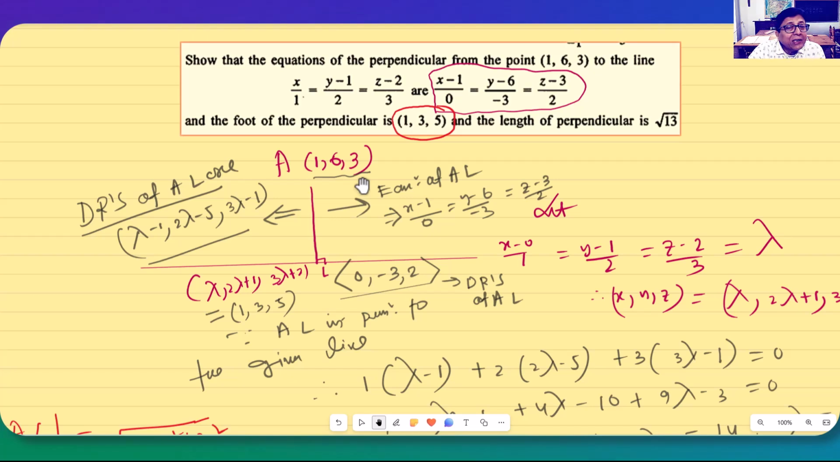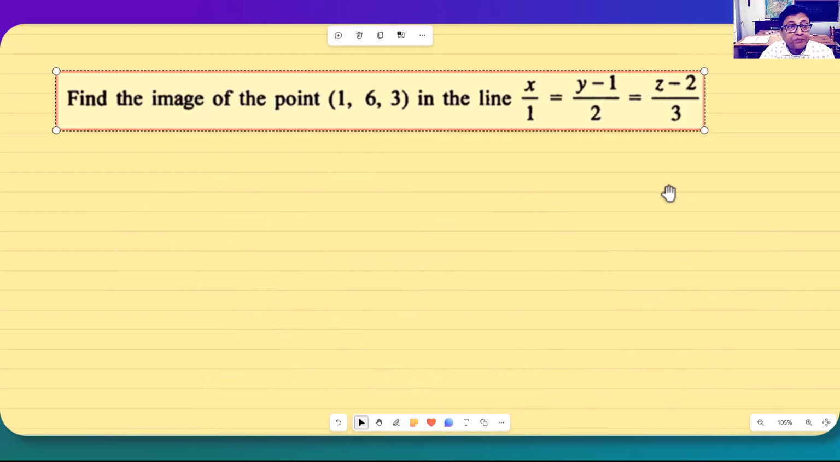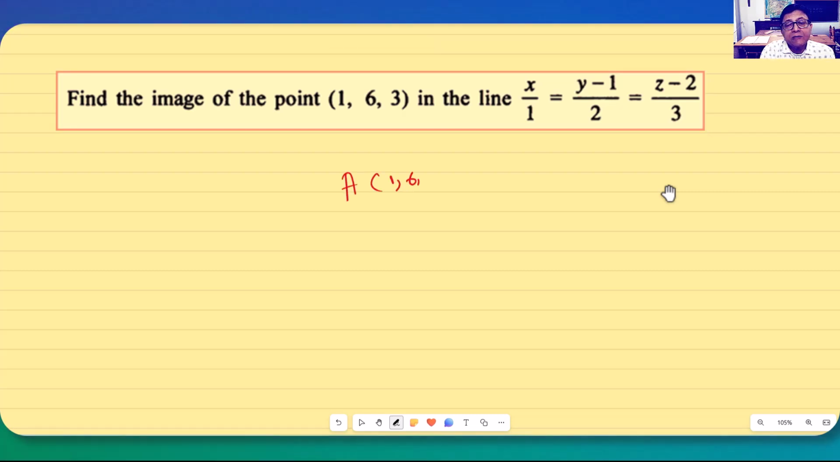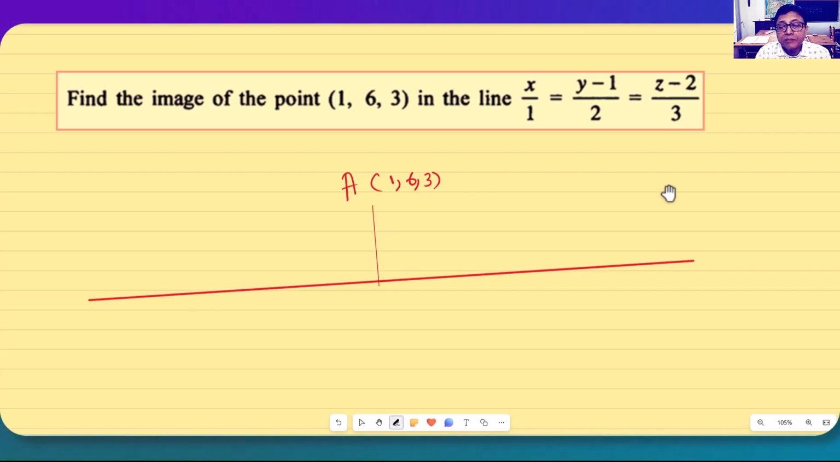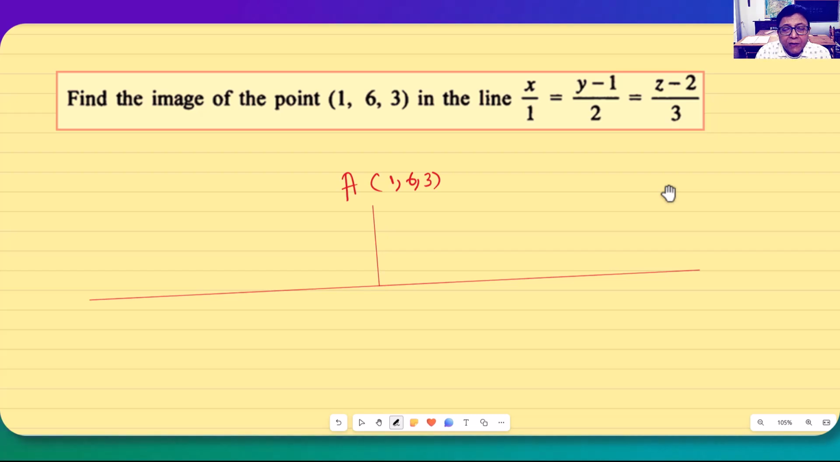Okay, let us take the second example where we are going to find the image of a point on a line. To find the image of this point on the line, I have taken a separate problem for your better understanding. This is a line here. We have to find the image.